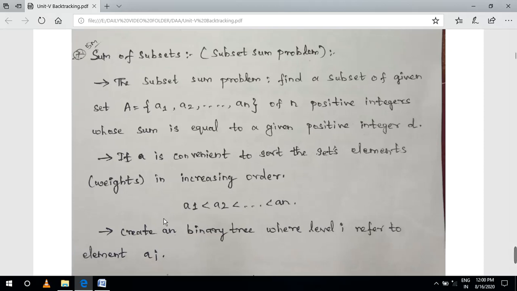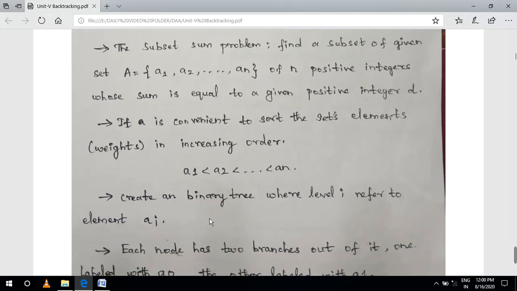Next point: it is convenient to sort the set's elements by weight. If you are given weights, you have to treat them as the capacity of a subset. The weights should be in increasing order, a1 less than a2, up to an. Next you create a binary tree.